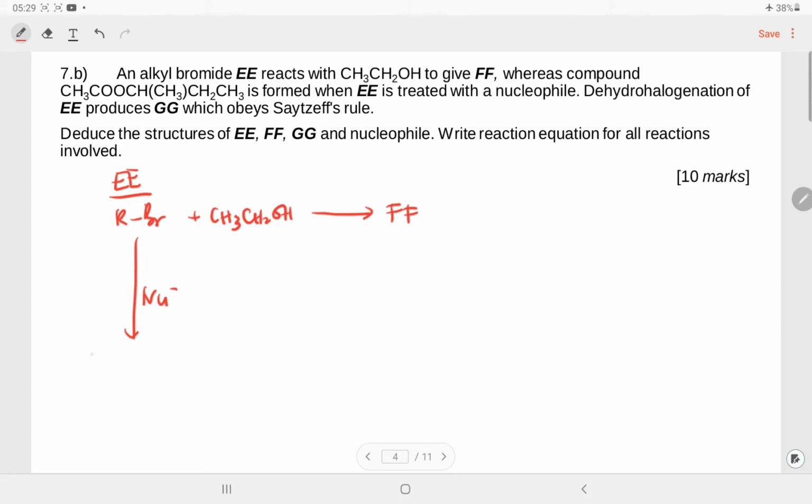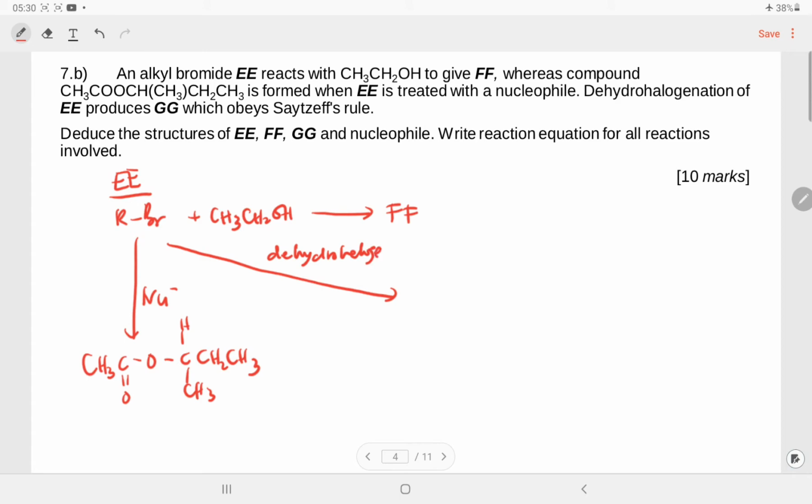So what we have is the structure CH3, C double bond O, O, CH, CH3, CH2, CH3. Next, dehydrohalogenation of EE produces GG, which obeys Saytzeff's rule. So EE, dehydrohalogenation, or in other words minus HBr, and then you are going to get GG. So what do we know about GG? GG obeys Saytzeff's rule.